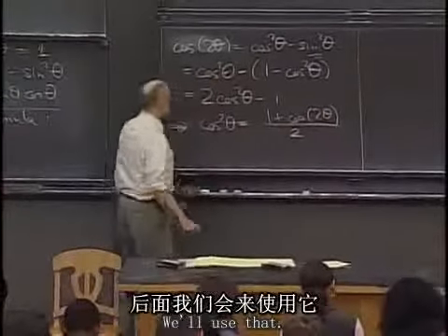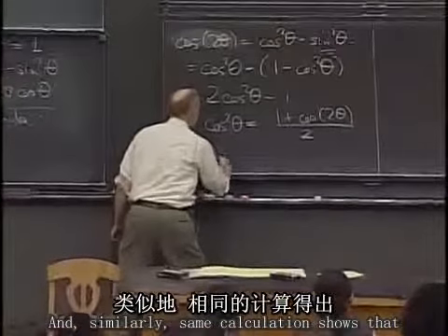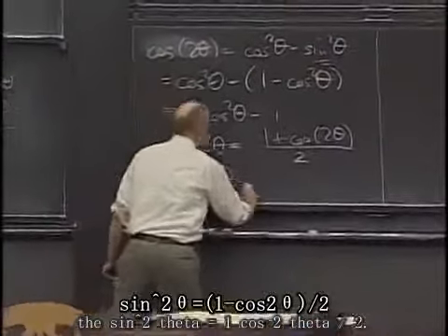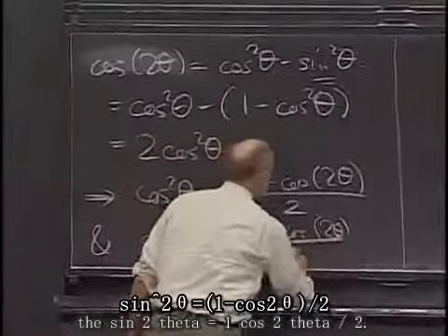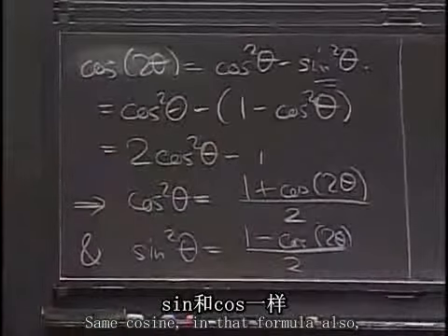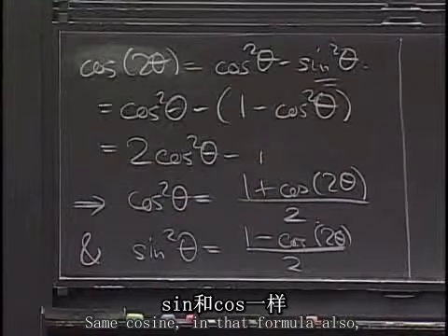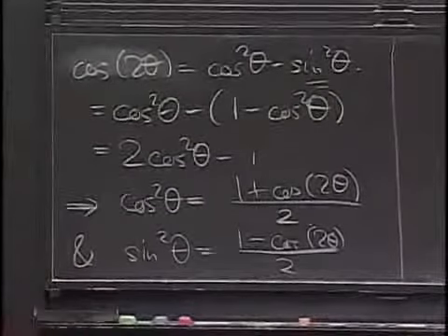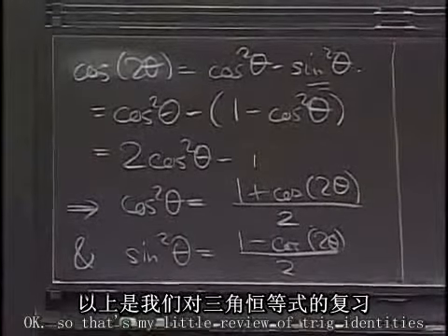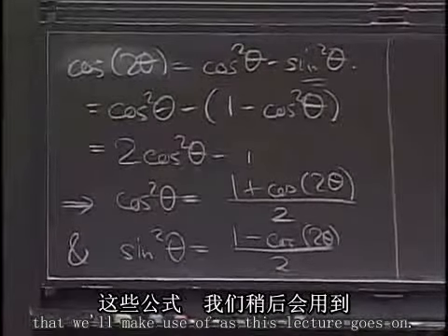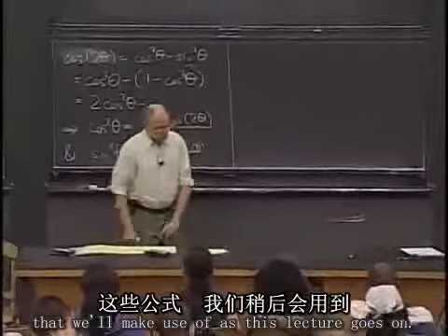We'll use that. And similarly, the same calculation shows that the sine squared of theta is 1 minus cosine of 2 theta divided by 2. Same cosine in that formula also, but it has a minus sign for the sine squared. Okay, so that's my little review of trig identities that we'll make use of as this lecture goes on.